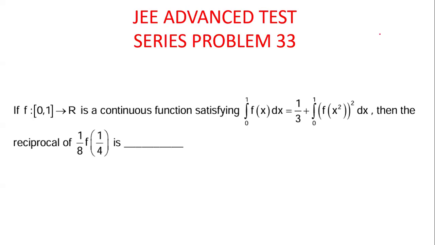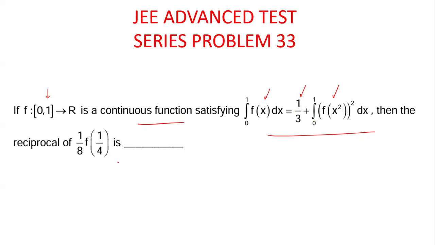So hello guys, in this video we are going to solve this problem. In this problem it is given that we have a function f which is from 0 to 1 to R, and it is a continuous function which satisfies this equation. In this equation we have this integral which is 0 to 1 f of x dx, and it is equal to 1 by 3 plus 0 to 1 f of x square whole square dx.